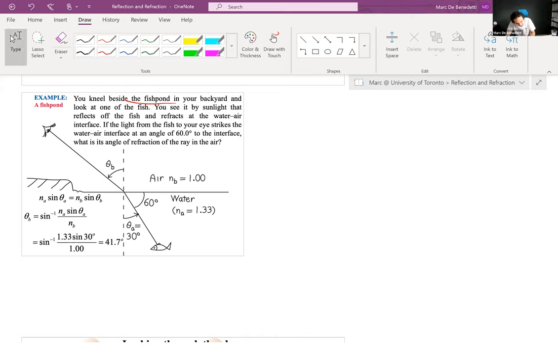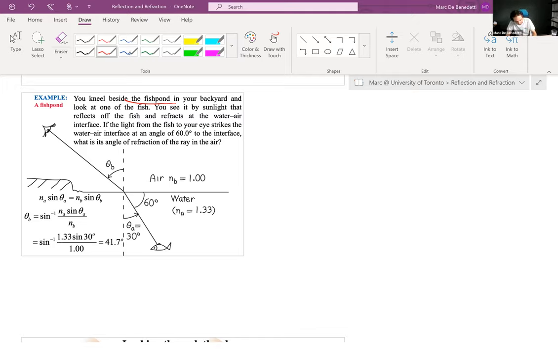Anyway, you see it by the sunlight that reflects off of the fish and reflects at the water-air interface. If the light from the fish to your eye strikes the water-air interface at a known angle of 60 degrees, again, I don't know how you're going to know that in advance, but anyway, let's pretend you do, to the interface, what is the angle of refraction of the light ray? A lot of words there.